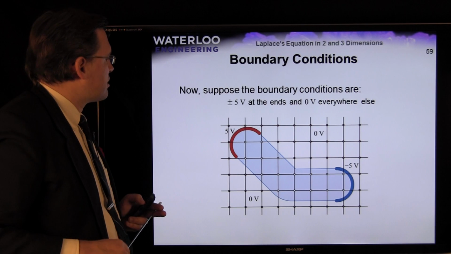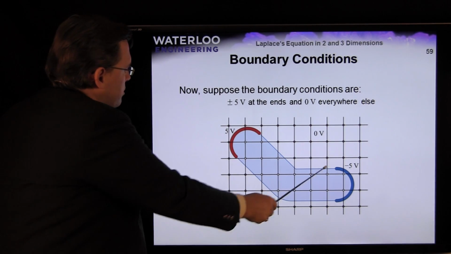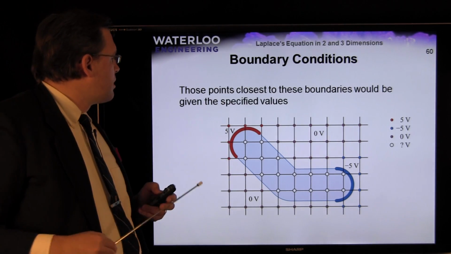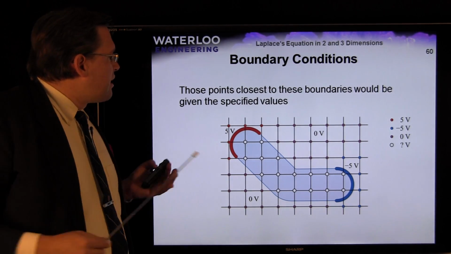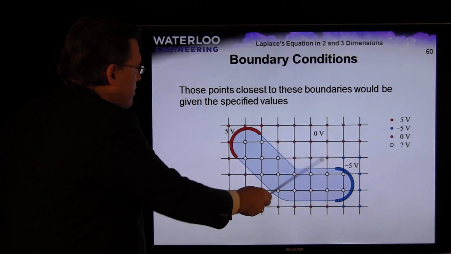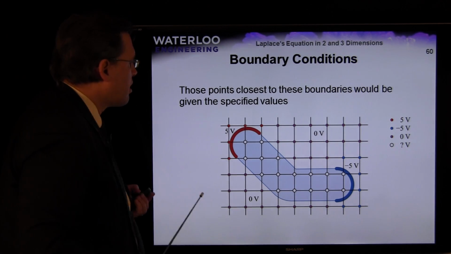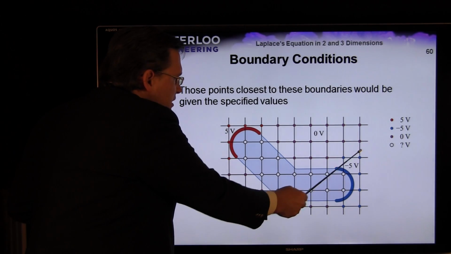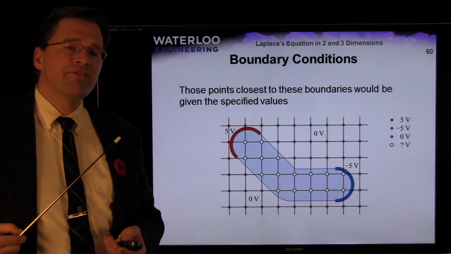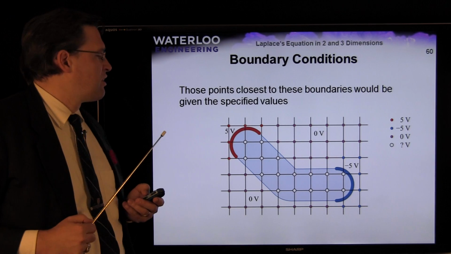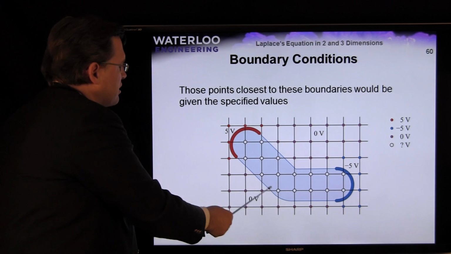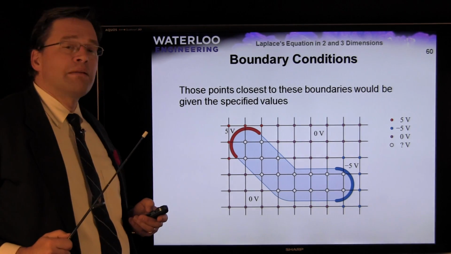Now, let's get some boundary conditions. Let's say this is 5 volts, this is negative 5 volts, and everywhere else here is 0 volts. So, 0, 0, 0, 0, unknown, unknown, unknown, unknown. These 5 here are considered to be 5 volts. These 1, 2, 3, 4, 5, 6 points will be considered to be at negative 5 volts. Everything in purple is at 0. Those are our boundary conditions, and given those boundary conditions, we will approximate the 16 points on the interior.